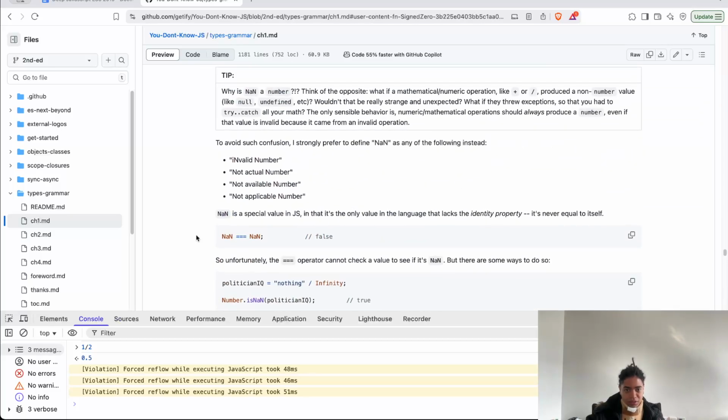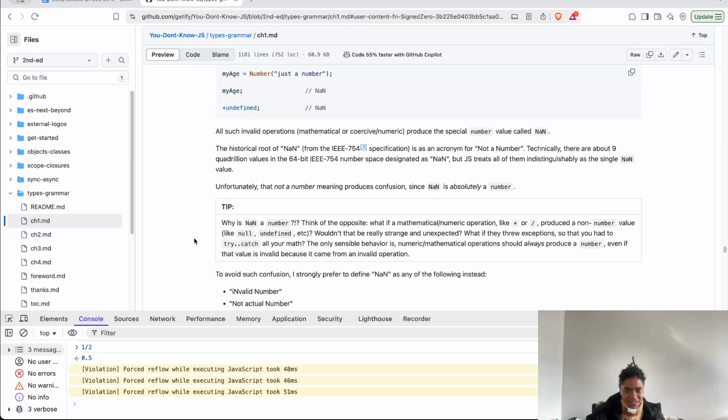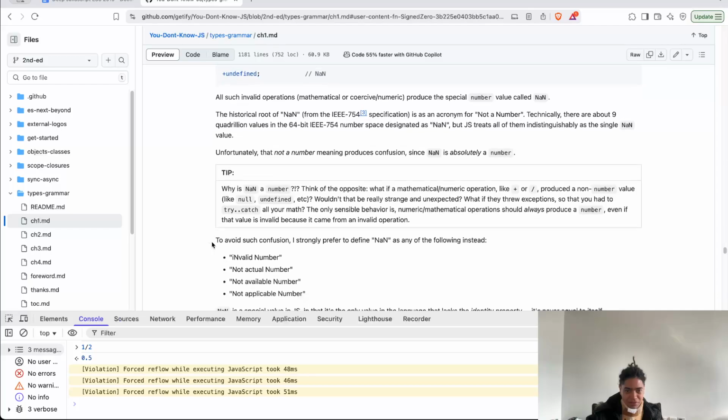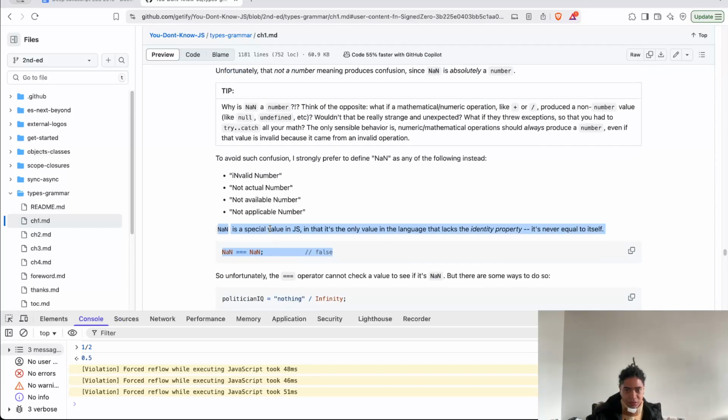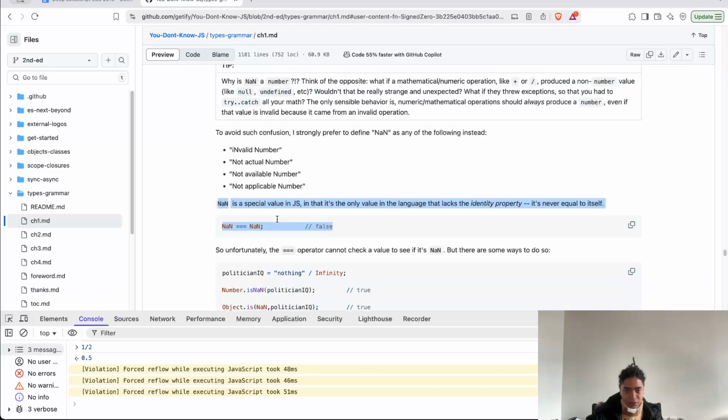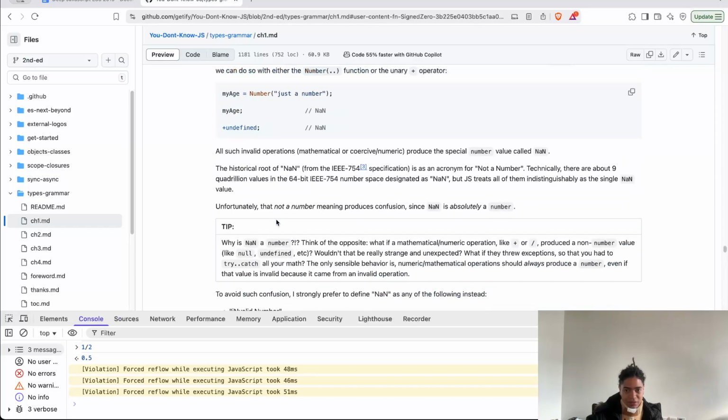Holy moly, bro. But that makes a lot of sense here. NaN is a special value that is the only value that lacks the identity property.